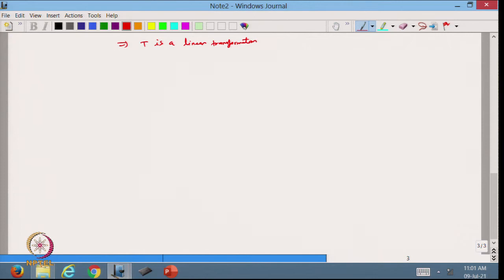Now, we need to show that T is non-singular, that is, 1 1 and onto. Now, from here I want to check. So, let us do this one. T is 1 1. So, this one we need to show.